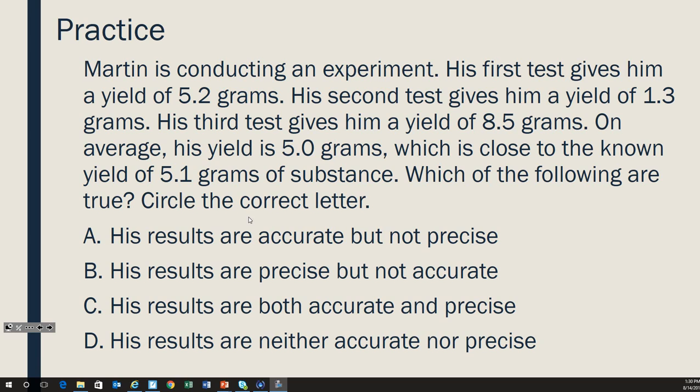Okay, so look at his results. It's 5.2, 1.3, and 8.5. Are they closely grouped? They're not, so it's not precise. But he has one that's really close. 5.2 is really close to 5.1, so I would say he has something that's accurate. He does have an accurate one, but they're not precise. They're not all grouped together. So the best choice would be A.